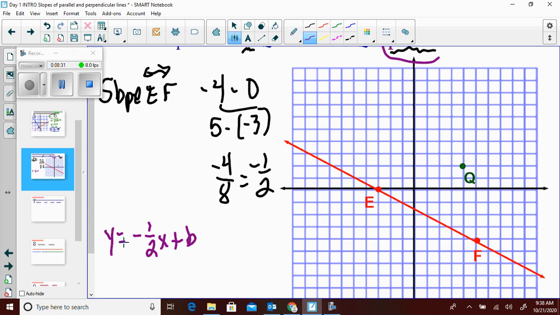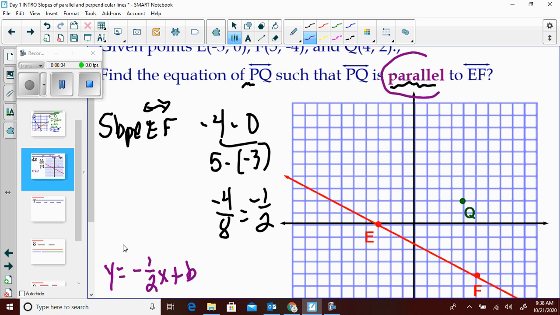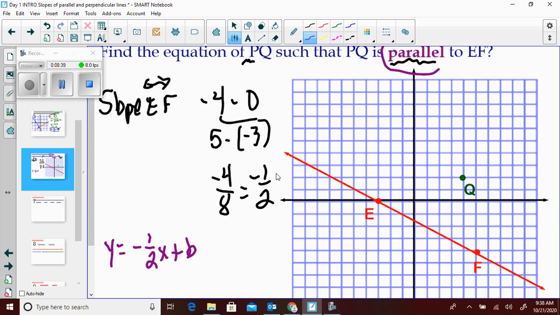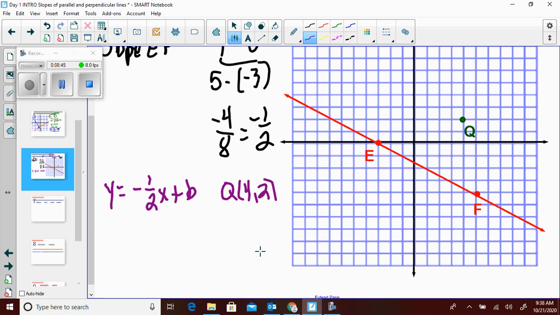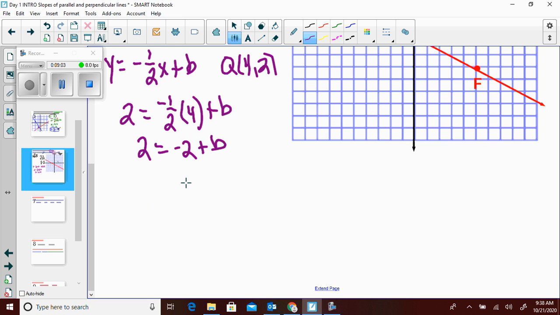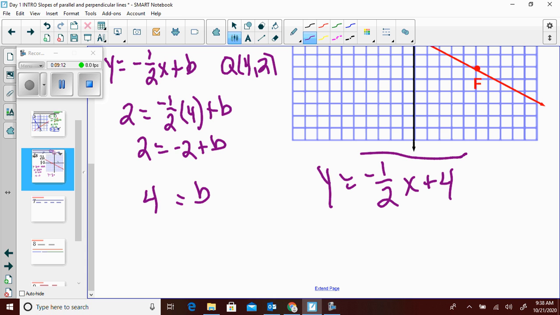Well, how am I going to solve for b? What am I going to use to solve for b? Yes, I need to use point Q, which is 4, 2. So since it's parallel, I need the same slope, and it's going to go through this point. I'm going to take these and plug them in. 2 equals -1/2 times 4 plus b. 2 equals -2 plus b. B is 4. So I have y equals -1/2 x plus 4.